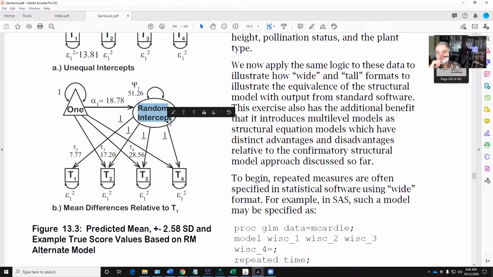Anything else, folks? Sorry, one more question to follow up. To know that we need to let that variance range at one time point, so we need to let it be a little bit different, how do we know that we need to do that? Is it just by looking at the variances at each time point and just knowing that they're different? Or is there some other indicator?